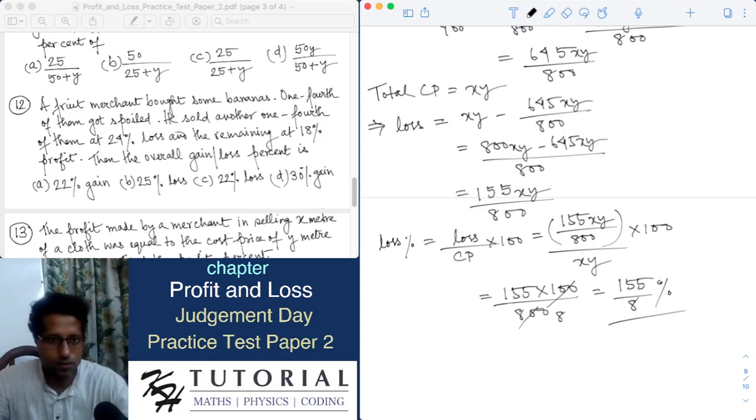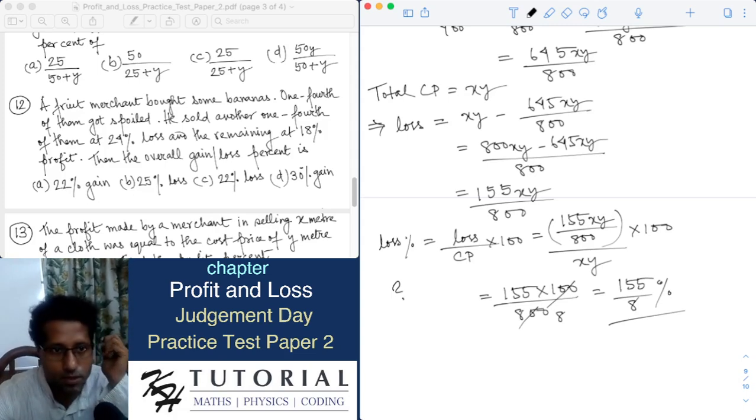I am getting this answer, but it is not matching with any option, so I'm sorry, I couldn't solve this question. Let's move on to the next question.